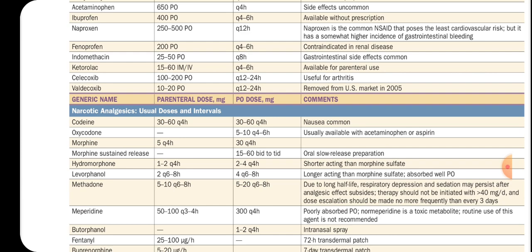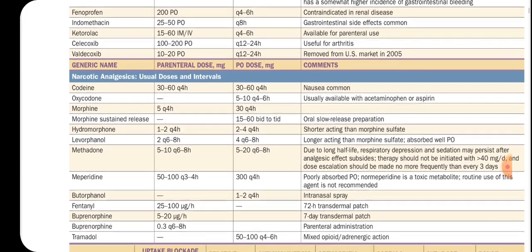Meperidine, parenteral dose 50 to 100 mg Q3 to 4 hours. PO dose 300 mg Q4H. Comments: it is poorly absorbed PO and normeperidine is a toxic metabolite. Routine use of this agent is not recommended.